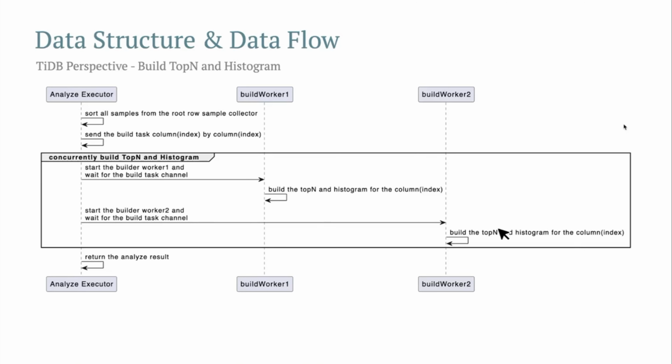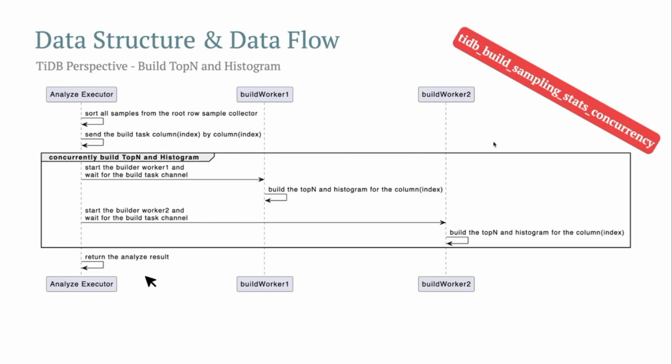Finally, after we get all the TopN and the histogram for each column and index, we'll return the final analyze results back to the executor to write them down to the system table. And to manage the concurrency, we use a configuration called build sampling stats concurrency.